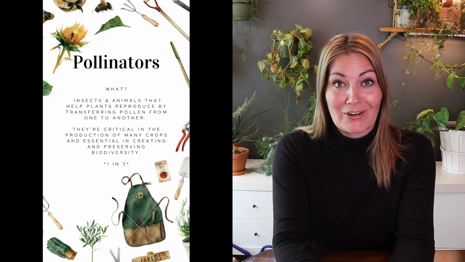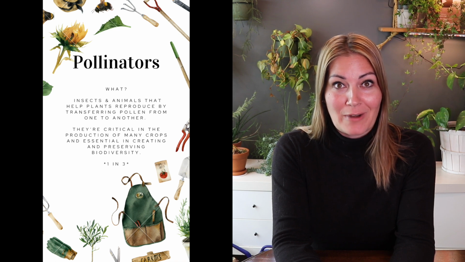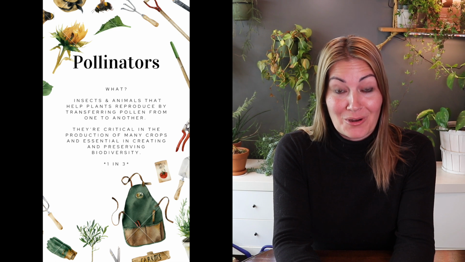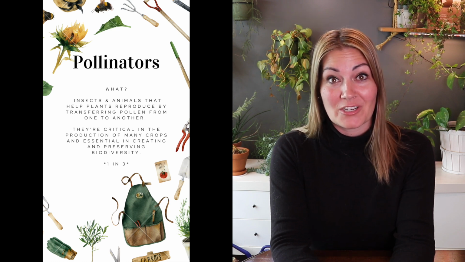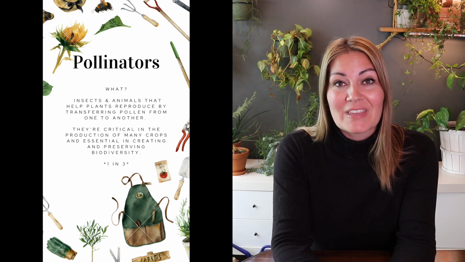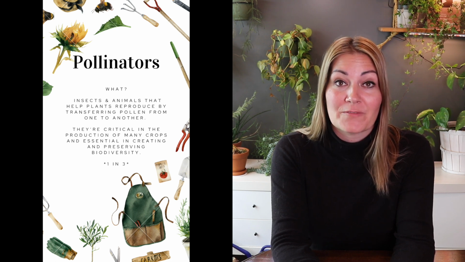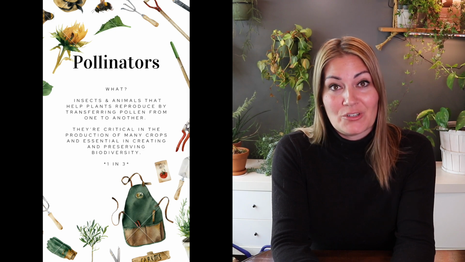The term pollinator is more of a descriptive term, right? Within that category, there are numerous different mammals and insects that we're going to be talking about. So let's start with the definition of what is a pollinator. So this is insects or animals that help plants reproduce by transferring pollen from one to another. Pollinators are critical in production of many crops, and they are essential in creating and preserving biodiversity. It is said that for every 1 in 3 bites of food that we eat, pollinators are to thank for that food.